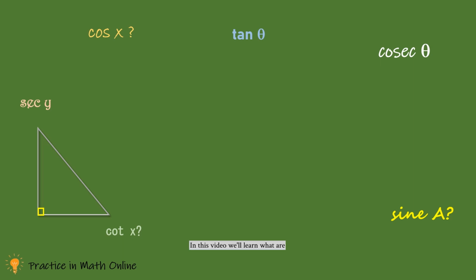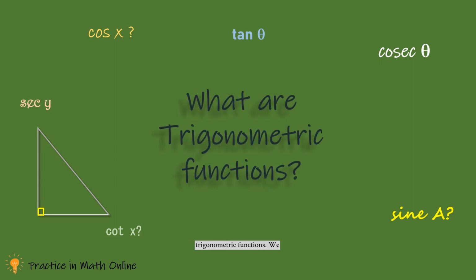In this video, we'll learn what trigonometric functions are. We use a right-angled triangle to understand these trigonometric functions. That means one of the angles in the triangle will be a right angle, with a measure of 90 degrees. Now let the corners of this triangle be A, B and C.